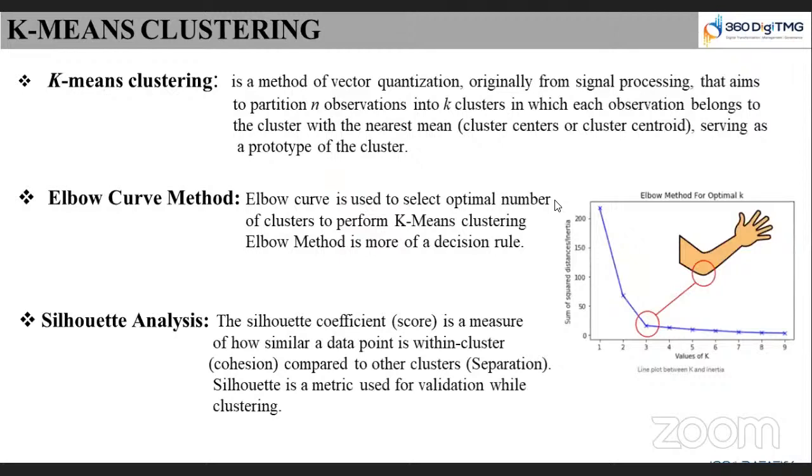Now, the elbow curve method. The elbow curve is used to select the optimal number of clusters to perform k-means clustering by plotting a graph, where the elbow method is more of a decision rule. Next, silhouette analysis. The other metric is the silhouette score that shows how similar a data point is within its cluster compared to other clusters. Silhouette is a metric used for validation while clustering. And it is a centroid-based algorithm where each cluster is associated with a centroid, which is the center point of the clustered or grouped data.